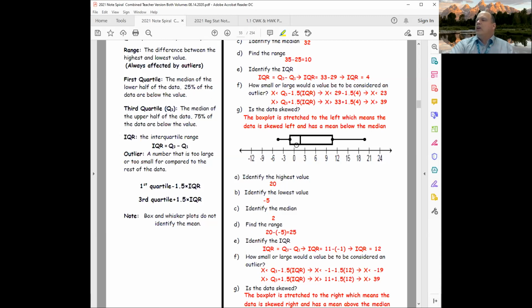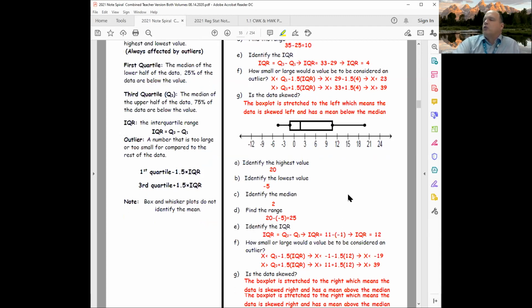In this case, it looks like I have a bunch of values from -5 to about 2. 50% of the values are -5 to 2, and then it's stretched in the other direction. The upper 50% is stretched out. So since the upper is stretched, this is going to be skewed to the right because it's been stretched to the right.